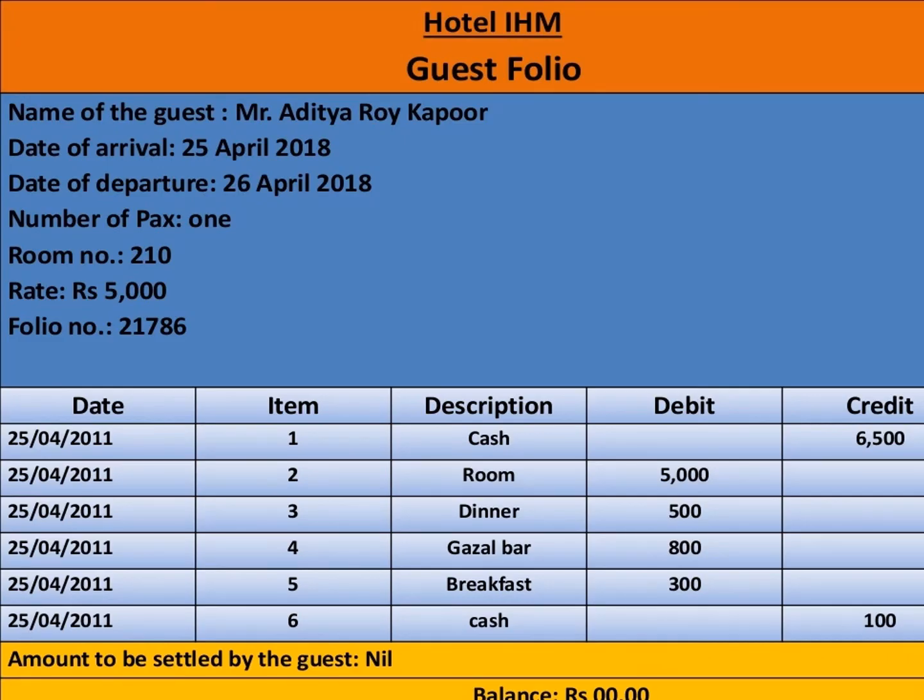Guest folio. Guest folio is details of the guest, that is when he had arrived and when he has departed, plus how many people were with him, and the room number, rate, and room charge.